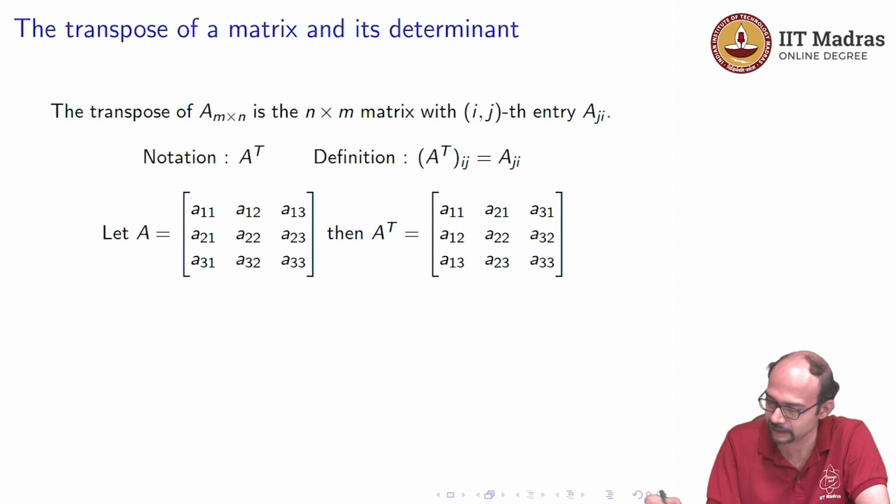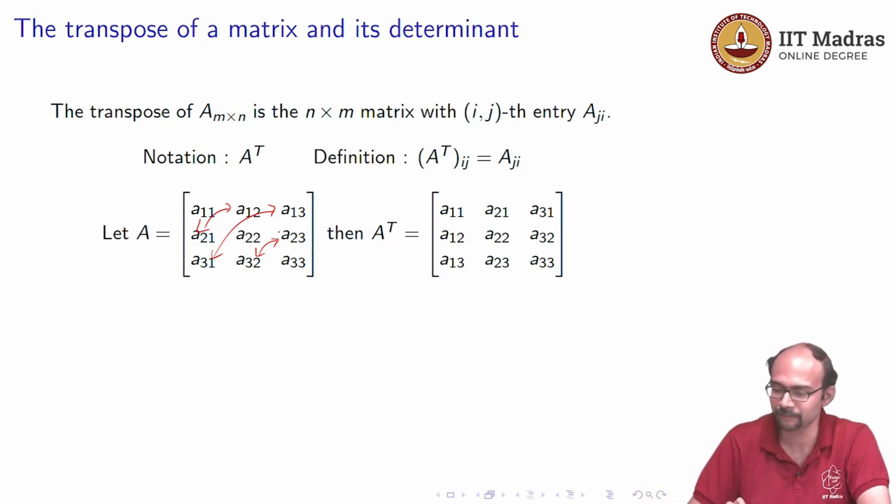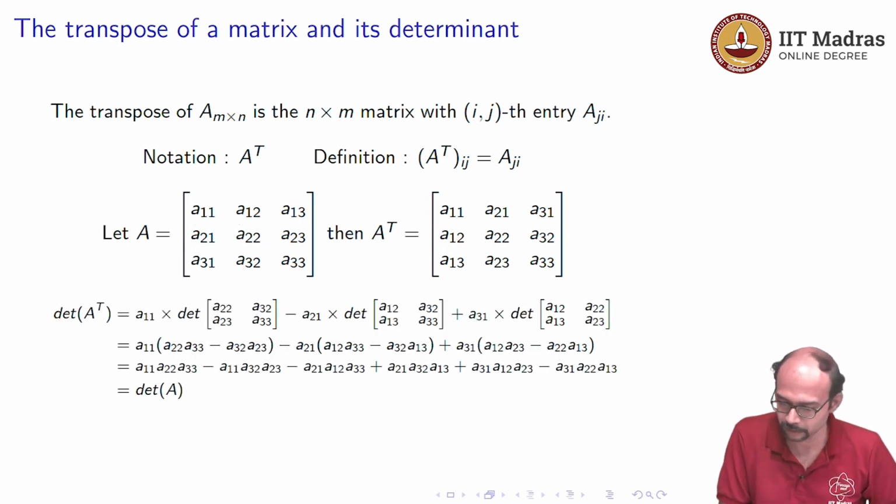So, what happened here? These two entries got interchanged, these two entries got interchanged, these two entries got interchanged. So, the diagonal remains the same. It reflects about the diagonal if you prefer a more geometric way of thinking about it. That is what happens in the transpose. What do we want to do now? We want to compute the determinant of the transpose.